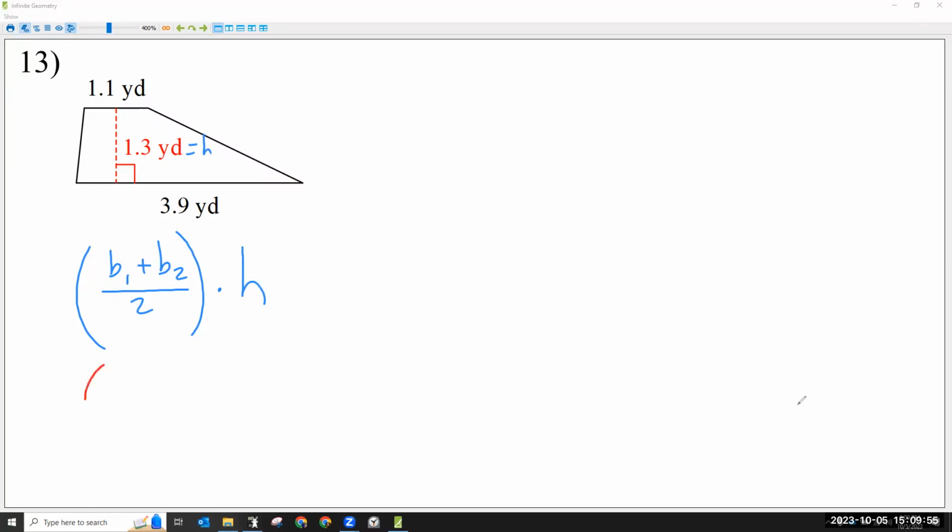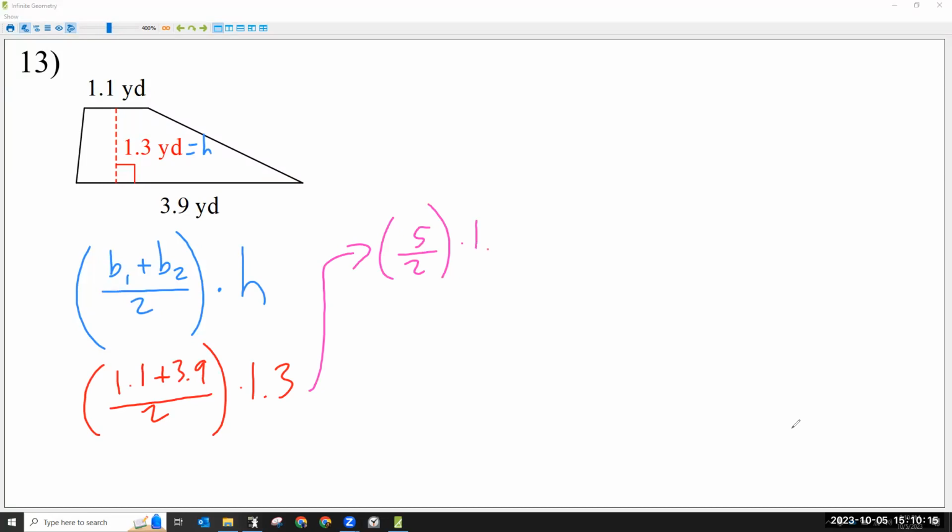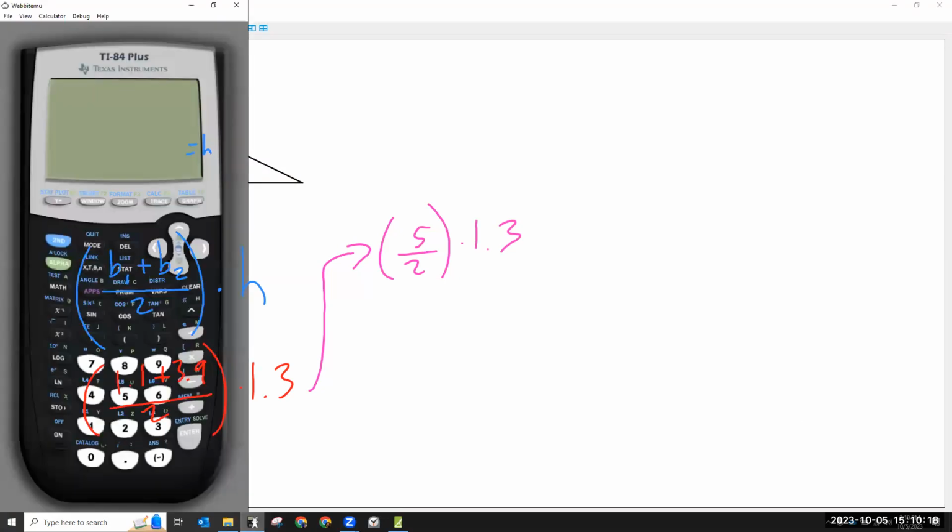So that would be 1.1 plus 3.9 divided by 2 times 1.3. What would that be? 1.1 plus 3.9, 1 plus 3 is 4, makes that 5 over 2 times 1.3. So, calculate 5 divided by 2 times 1.3. And I get 3.25.